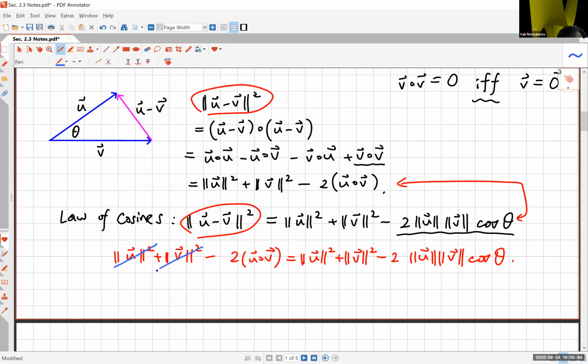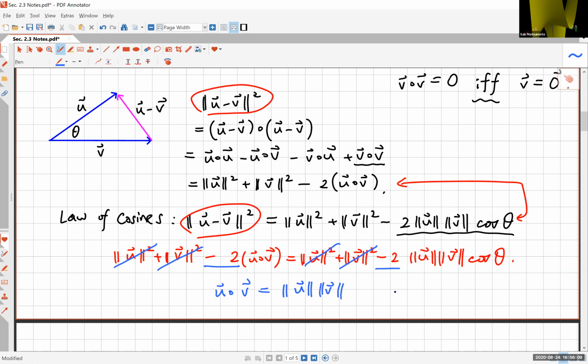U squared and v squared both appear in the same form on both sides. And -2 occurs in both of these, right? So you can eliminate that too. What this is telling us is that the dot product is exactly the norm of the first times the norm of the second times the cosine of the angle between them.